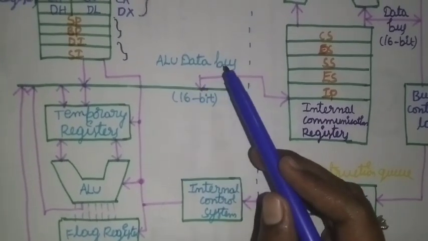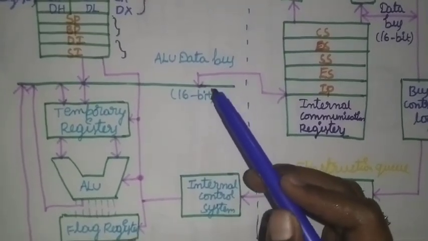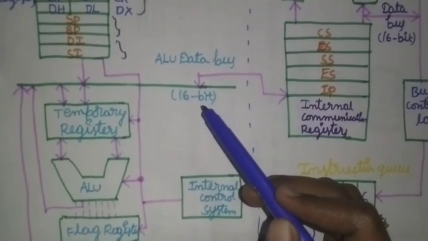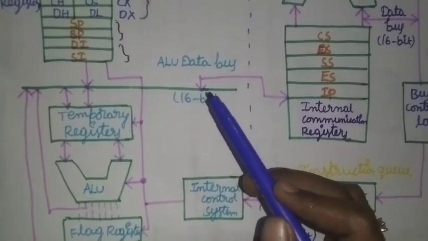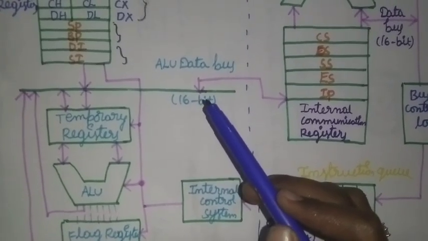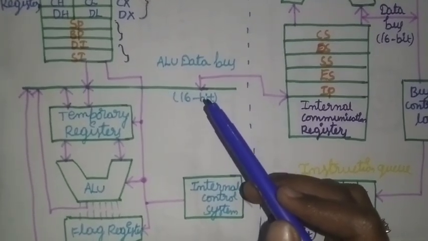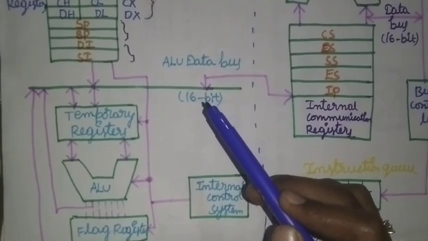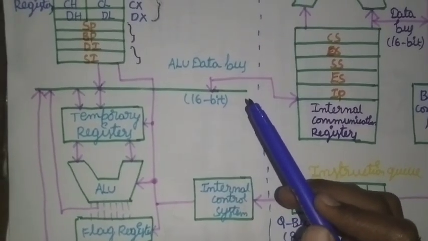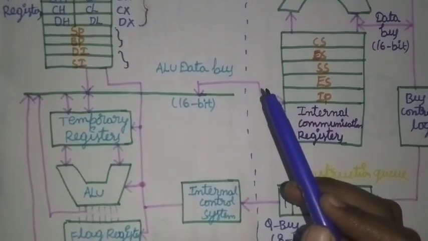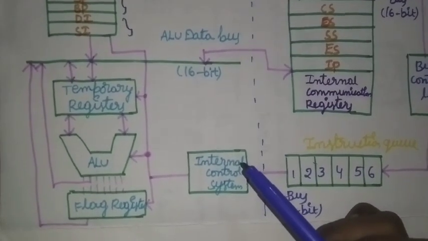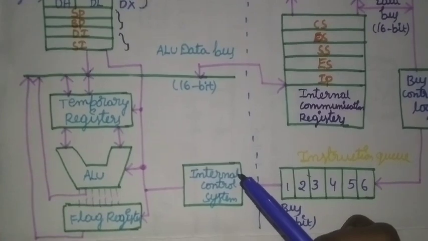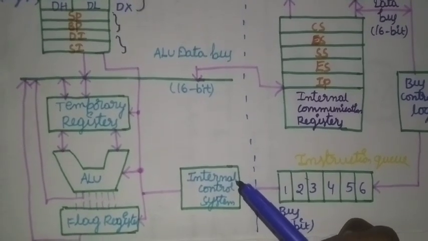Here is the ALU data bus, which is a 16-bit bus. A bus is used to carry information, that is data and addresses, to the registers and to the specified locations. And here is the internal control system, which is used to control the system internally.